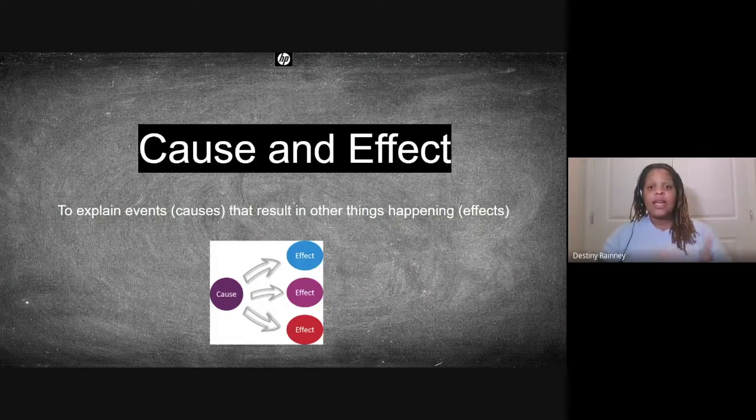One cause can have multiple effects. Okay, you oversleeping could mean you didn't have time to eat breakfast. It could also mean that you missed the bus, and it could also mean that you were late for school. So those are three effects of oversleeping.